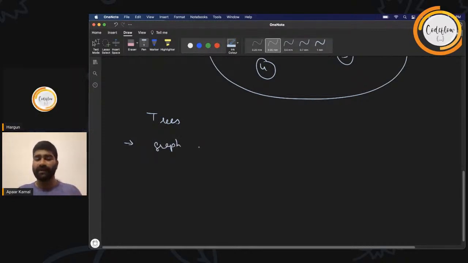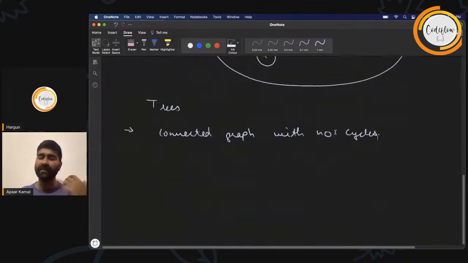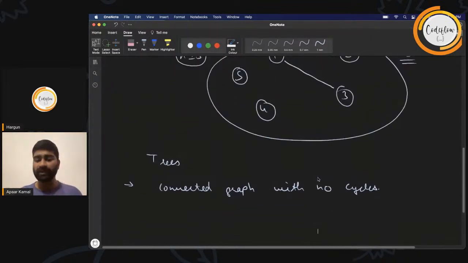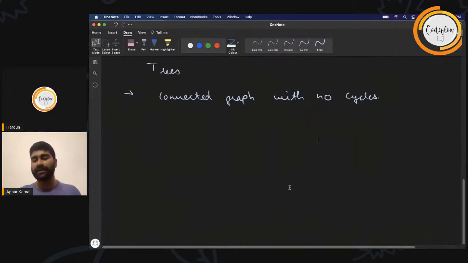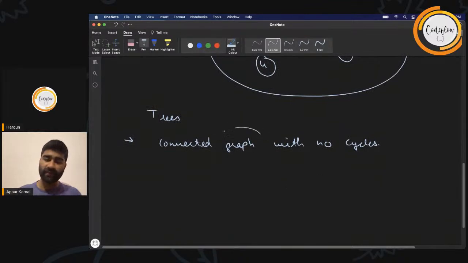A tree is a graph, or let's say it is a connected graph with no cycles. There are various definitions of it. I can frame it any way, but I'll explain all of them one by one. So a tree is a connected graph with no cycles. Let's understand what a connected graph is first. We know what a graph is. Now we should understand what a connected graph is, and then we'll see what cycles are. Cool.